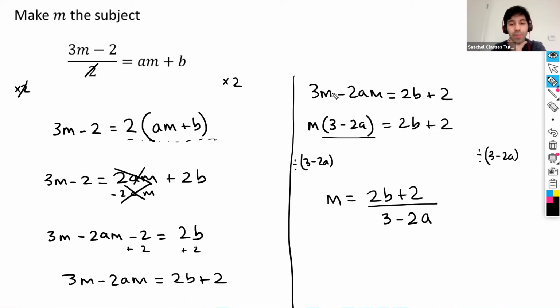So this looks a bit longer than what it should be, but that's because I've taken quite a lot of steps, especially showing what I've done when rearranging. But if you're very confident with rearranging, you can get to this stage very quickly, and you can actually skip out these two steps. Okay, so let's do another example.